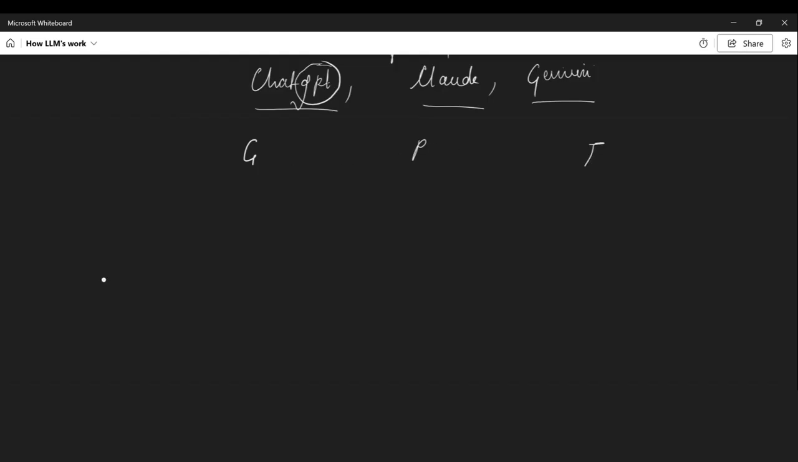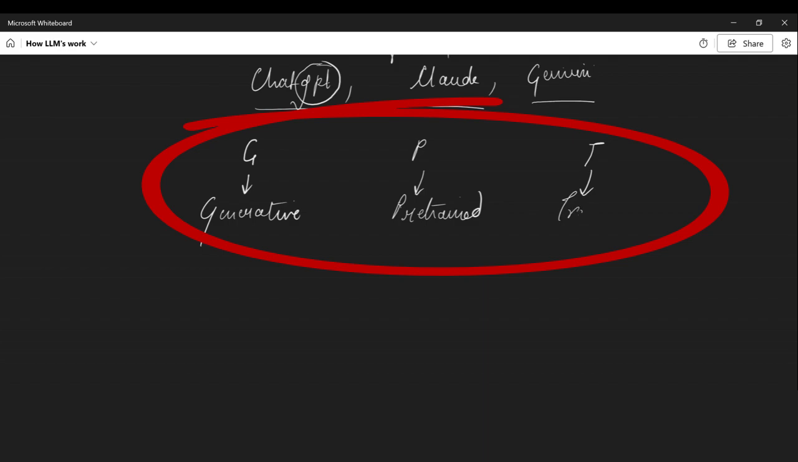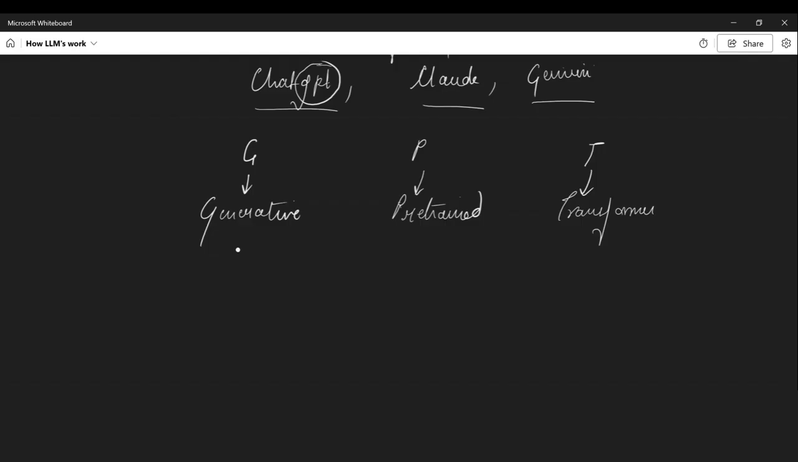GPT stands for Generative, Pre-trained, Transformer. Generative means it generates new content.